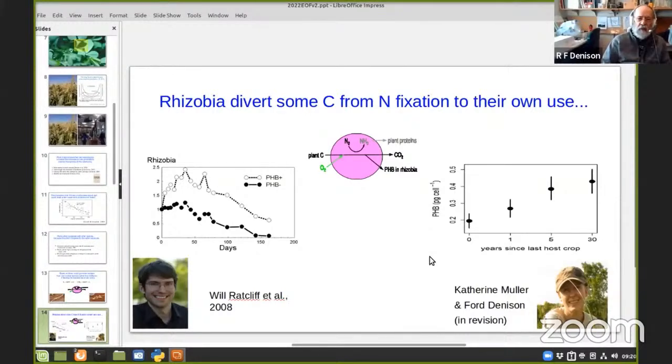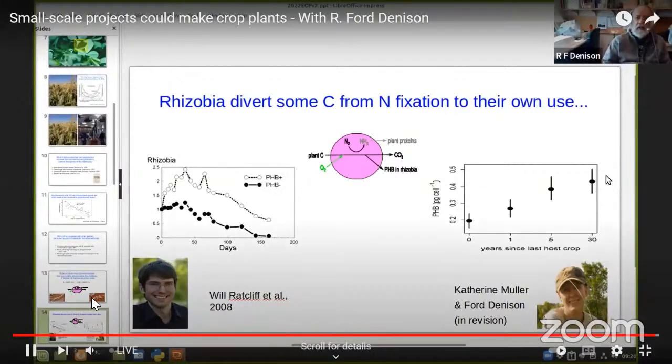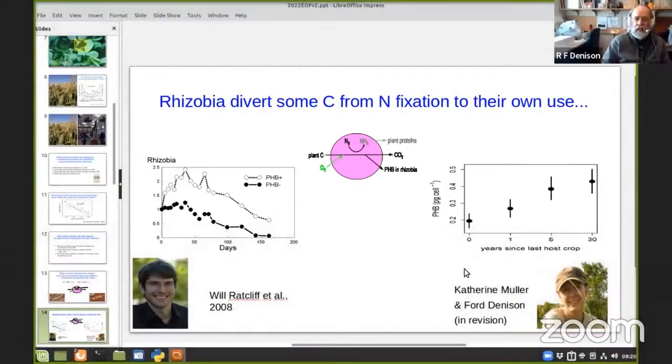And more recently, Catherine Mueller, now working for the Department of Agriculture, took this to the field and looked at a case where the host plants for these bacteria either were present every year like this, or where they hadn't been grown for 30 years, where the bacteria had to survive in the soil for 30 years without having a symbiotic host.